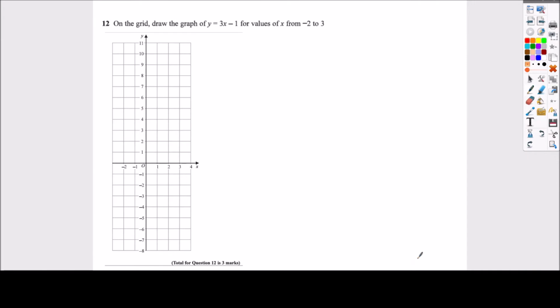Question 12. So we've got to draw this line on the graph. Now we know it's a line because the equation of the graph has only got y's and x's in it. There's no squares. Now we need to go all the way from x being minus 2, all the way up to x being 3. So we're going to have some point on the x being minus 2 where the line starts, and then some point on the x being 3 where the line finishes. So for each of these, let's just work out the y value. So we know that y equals 3x take away 1.